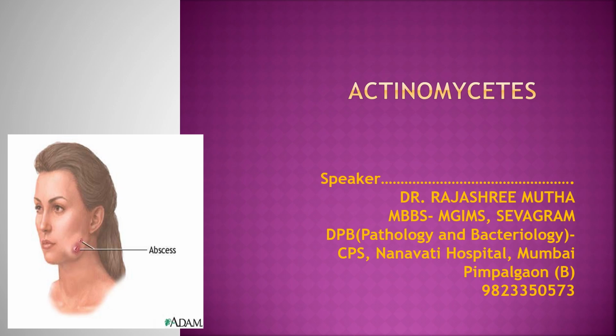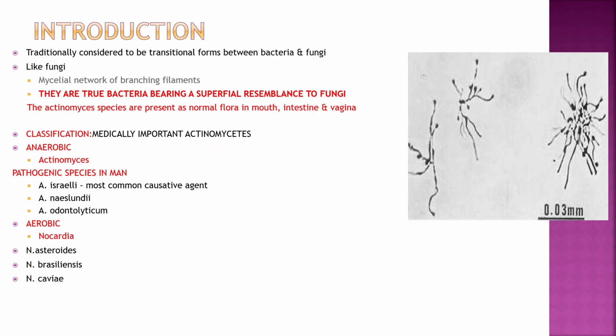Hello students, let's study actinomycetes. Introduction: traditionally considered to be transitional forms between bacteria and fungi. Like fungi, they have a mycelial network of branching filaments. They are true bacteria bearing a superficial resemblance to fungi. The Actinomyces species are present as normal flora in the mouth, intestine and vagina.